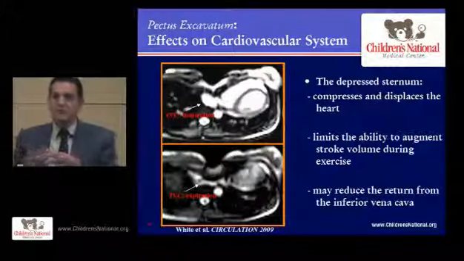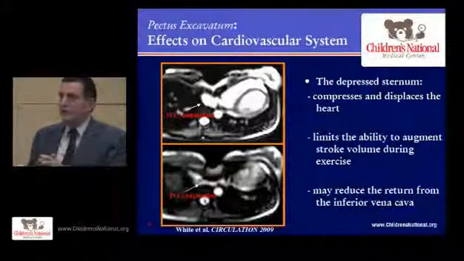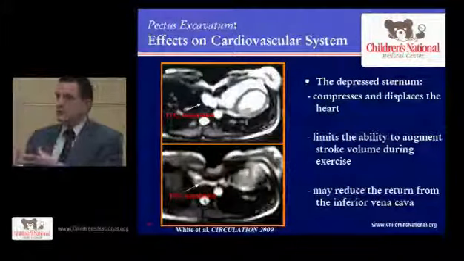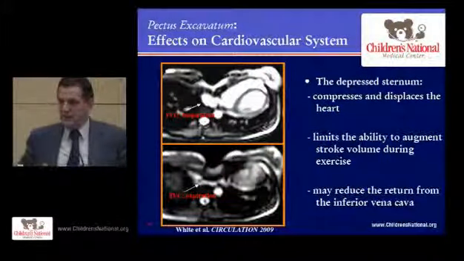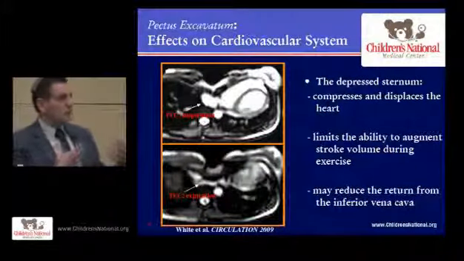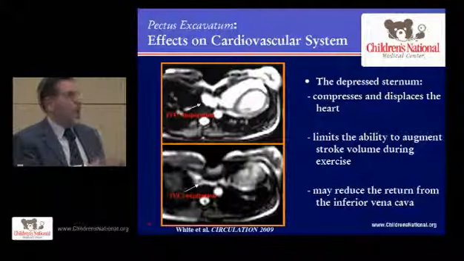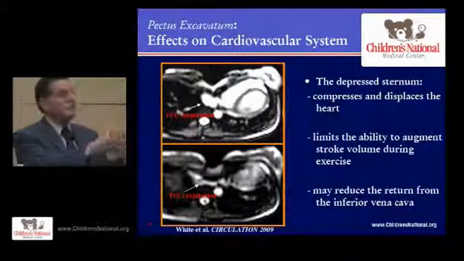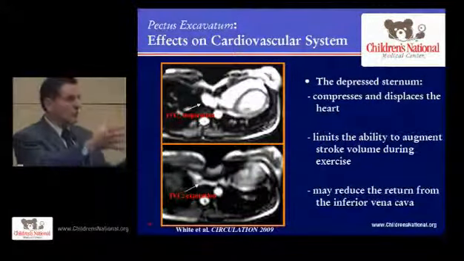Now, what that means from a practical standpoint is that, like the lungs, which during exercise need to take a deeper breath and inflate more than usual, during exercise the heart needs to pump much more blood. And in order to pump much more blood, it needs to become bigger. This is the stroke volume of the heart.